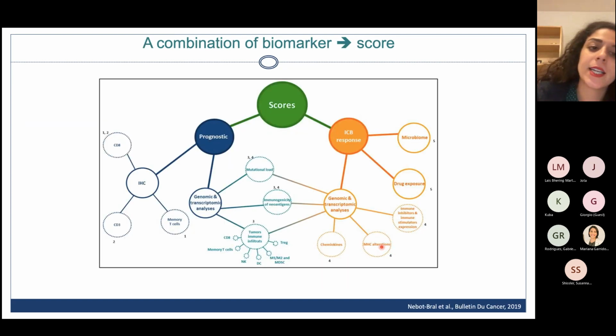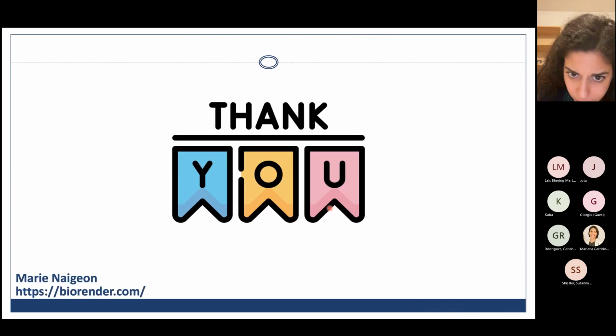And so basically, one biomarker might not be enough to highly predict which patient will respond or not to immunotherapy. So now there are lots of scores being developed based on these different biomarkers. Basically, the combination of these biomarkers will much more likely predict which patient will respond or not to immune checkpoint blockade.